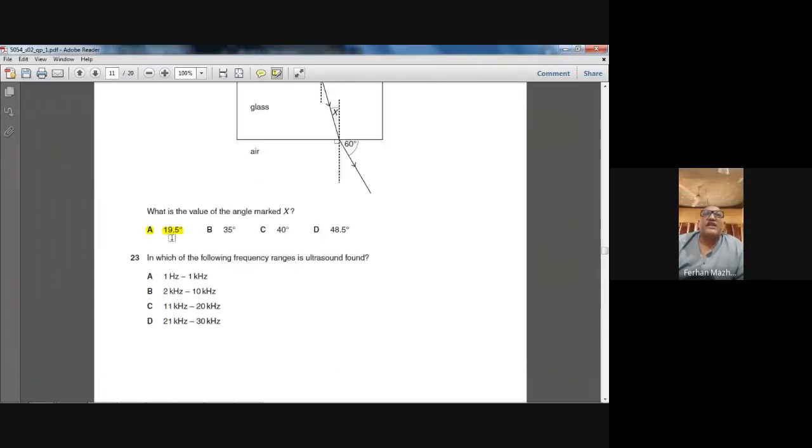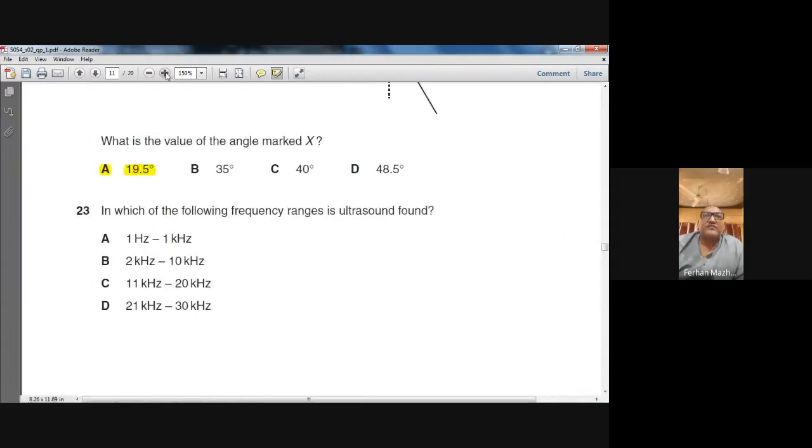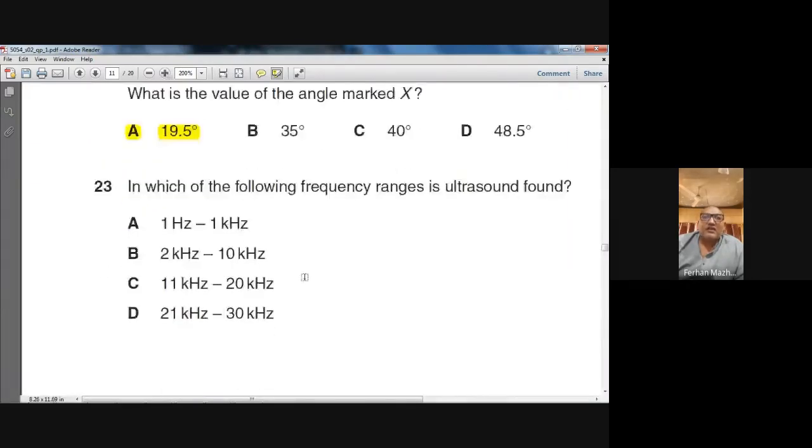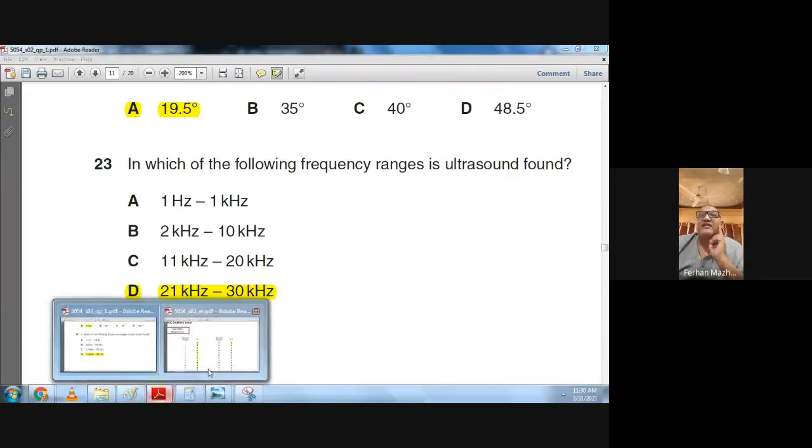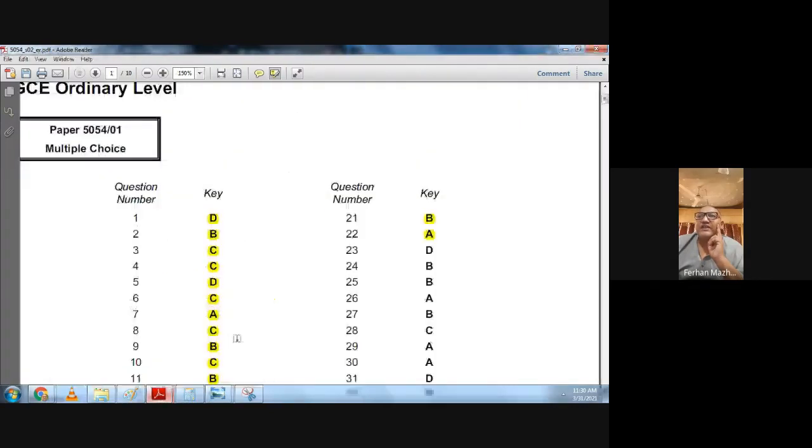Okay. So next question is 23. In which of the following frequency ranges is the ultrasound found? What is the range of the ultrasound? 20 to D. 20,000. So D, ultrasound for dog, whose range is more than 20,000. So D is the choice. Question number 23, let's check. Question number 23, D is the choice.